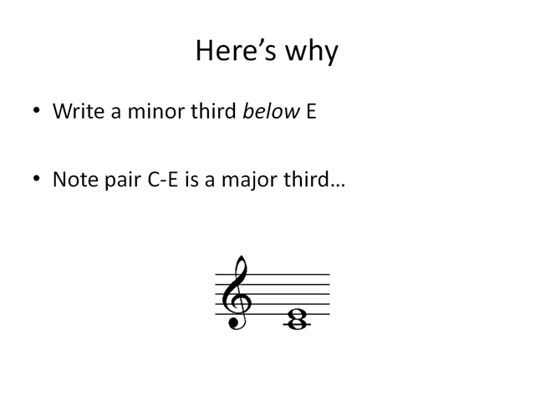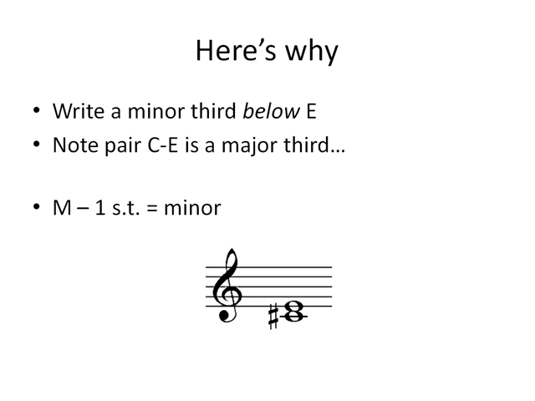If you have to write a minor third below E, you can follow a similar procedure. You know that the C E note pair is a major third. Since you can't change the E, you can raise the C to a C sharp, reducing it in size from 4 semitones to 3. C sharp is a minor third below E.